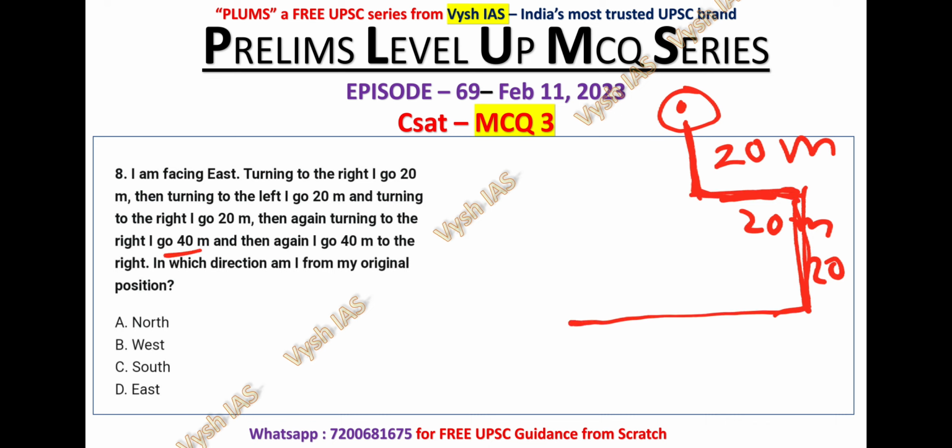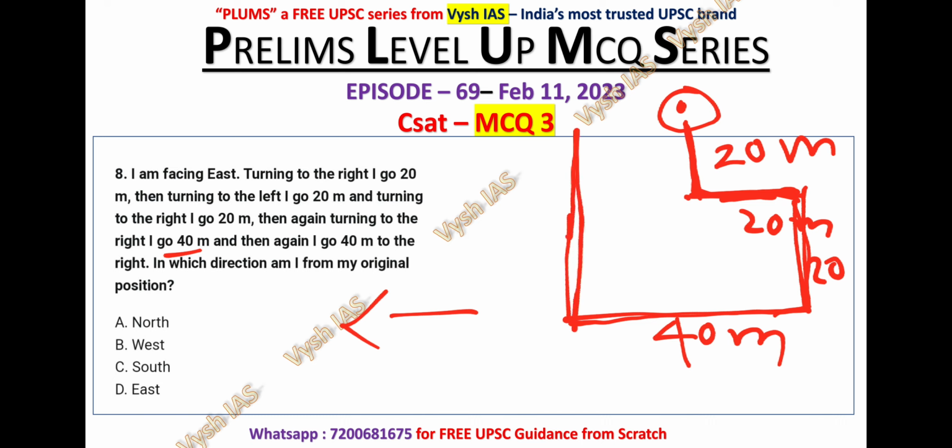It will be more than this, because this is 20 and this will be bigger than that. So I am going 40 meters. And then again I go 40 meters to the right. So if I am facing this side, my right will be upward. I am going 40 meters. If this is 20, this line should be more than that, so this is 40 meters. Okay, I have come parallel to the original position of my first one.